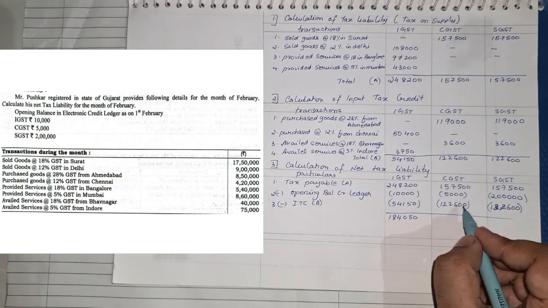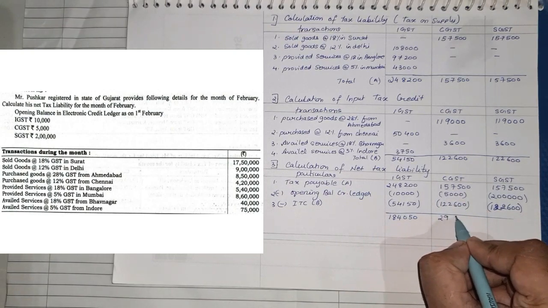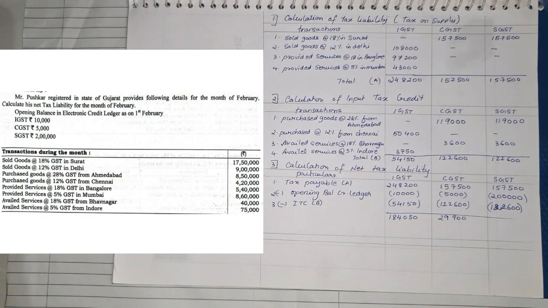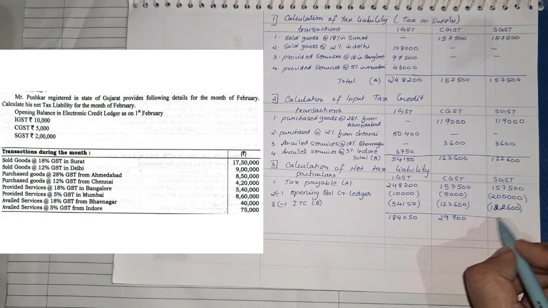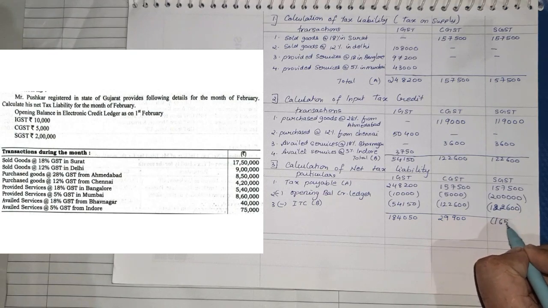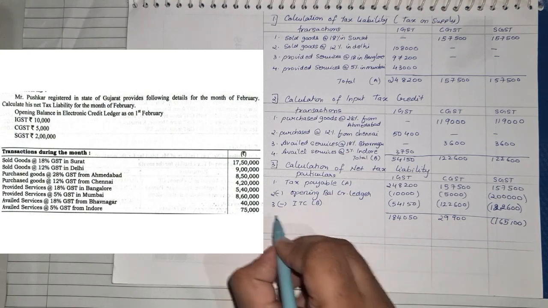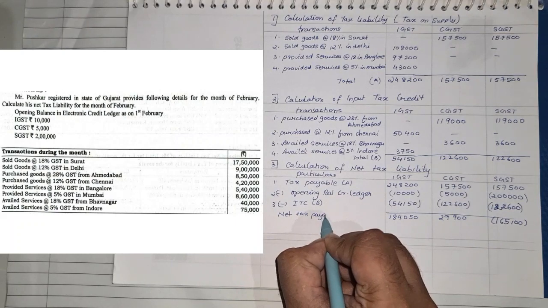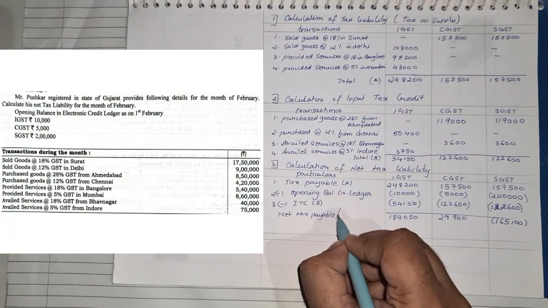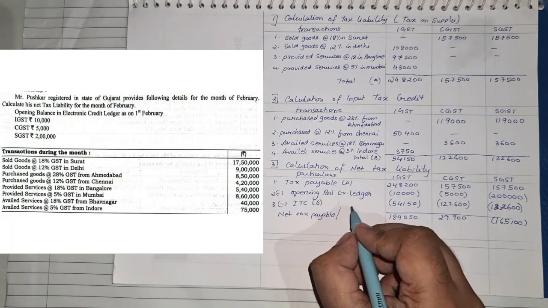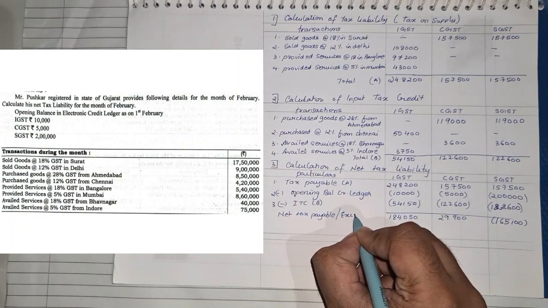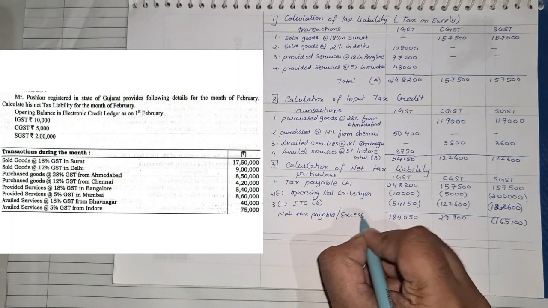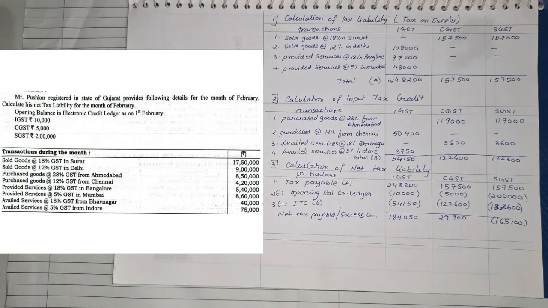The same when I do for the second one, I will get 29,900. And for the third one, since the amounts are huge, it goes in negative, 1,65,100. Okay, so this is nothing but my net tax payable, or because one is negative, I can even write this as excess credit. Excess credit means I have paid more than what I have collected.